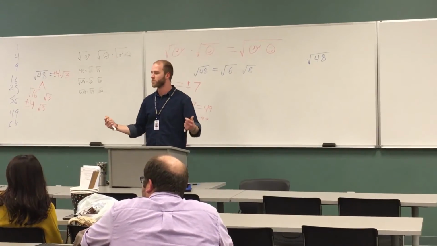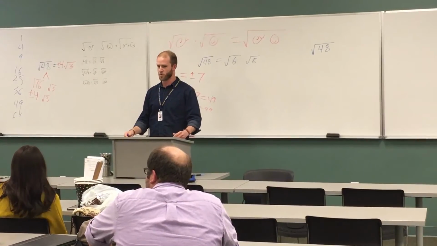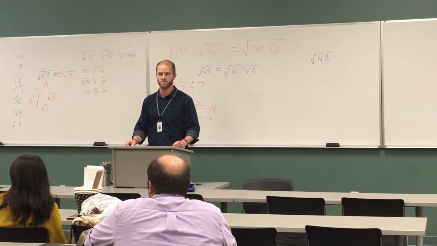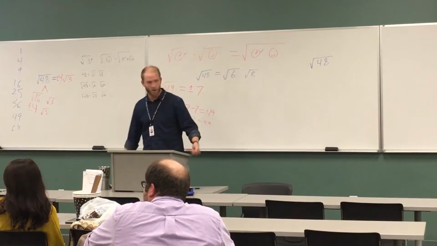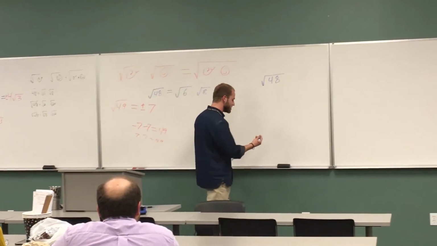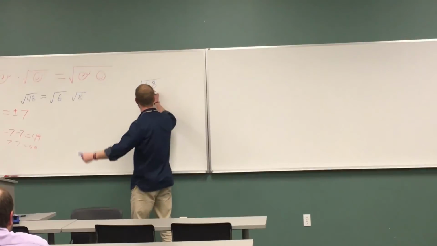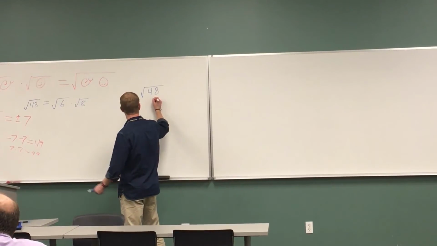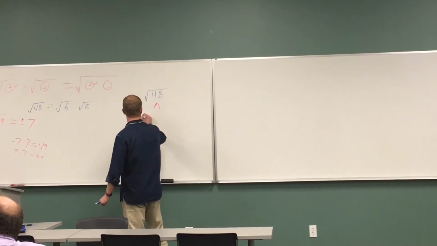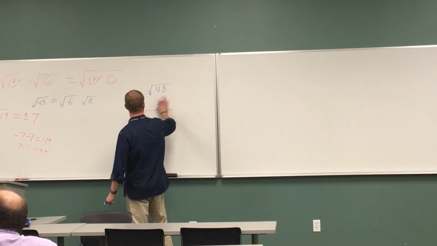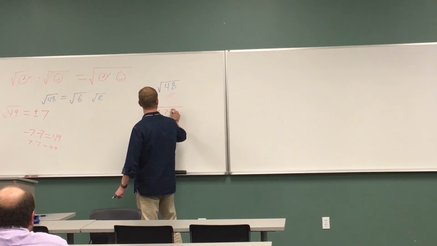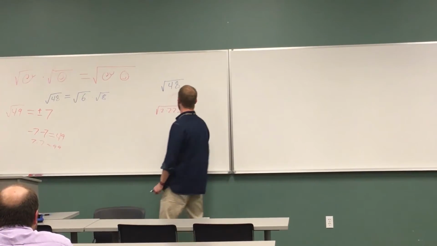Does anybody know what type of numbers like 1, 2, 3, 5, 7 those are? Primes. Yes, the prime numbers. So right there we have a bunch of prime numbers listed. So once again, we could say that really this is just square root of, we don't even show that, 2 times 2 times 2 times 2 times 3.